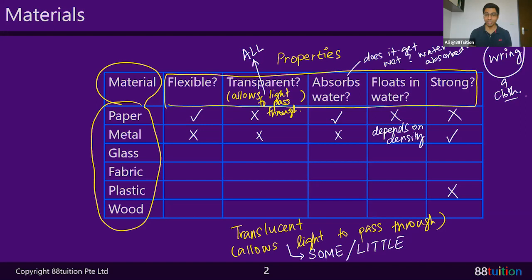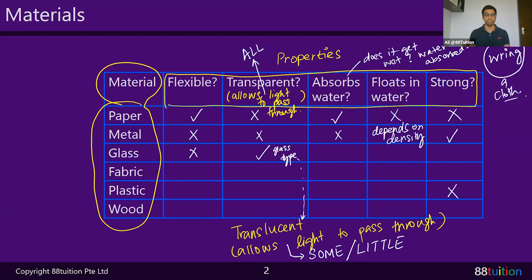Okay. Glass, flexible? No. Transparent? Definitely yes. Again, glass: sometimes you can say translucent glass, then it allows some light, or transparent glass, it allows all the light. So it depends on the glass type. Take note. Maybe I'll just write here: glass type is important. Sometimes it can be translucent, then it allows some light, so it's not transparent. Does it absorb water? No. You can wash your windows, your glass and everything.